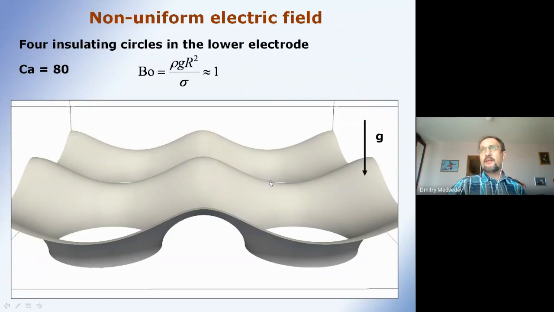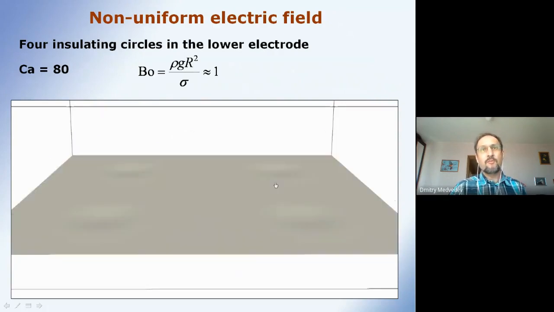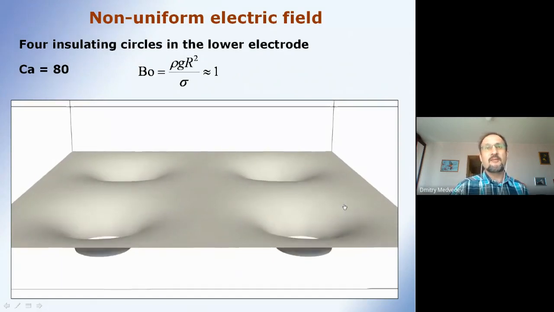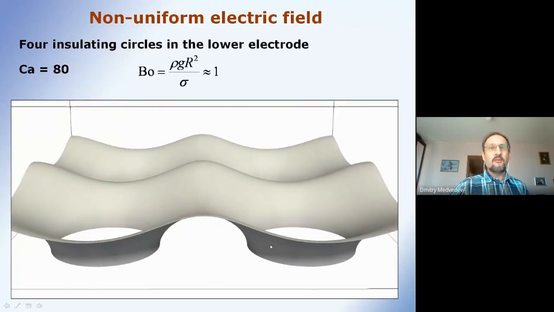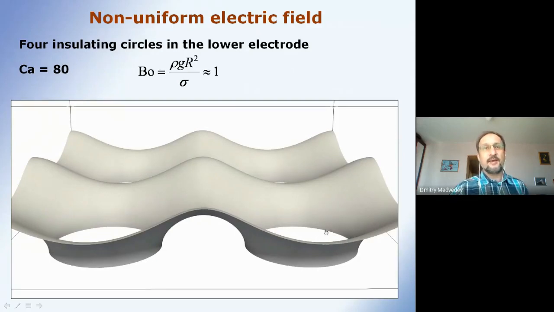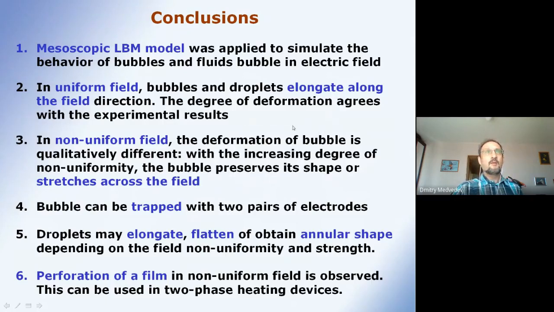And the last example is a liquid film, which is put between two electrodes, and in the lower electrode there are four insulating circles. So you can see that the liquid is pulled in the region between these circles. The film perforates and acquires some more or less curved shape. If we switch off the field, the film will return to its flat initial shape. So let me make the conclusions.